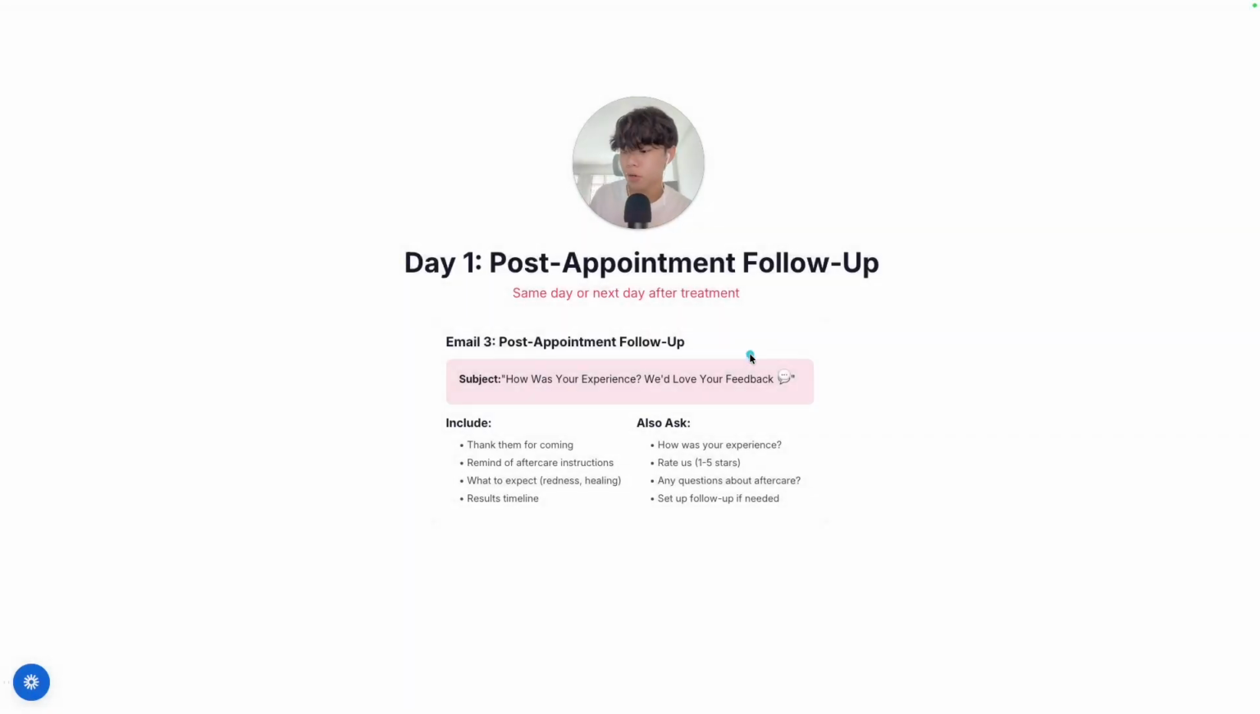Okay, now after the appointment is finished, this is the post-appointment day one follow-up. You send this on the same day or the next day after the treatment, right? You have to thank them for coming and remind them of some of the aftercare instructions or what to expect, readiness of healing, if any, and the results timeline. So how long does it take for them to actually see the results at home? You can also ask, how's the experience? Rate us 1 to 5 stars. Any questions about the aftercare, or set up any follow-up if needed.